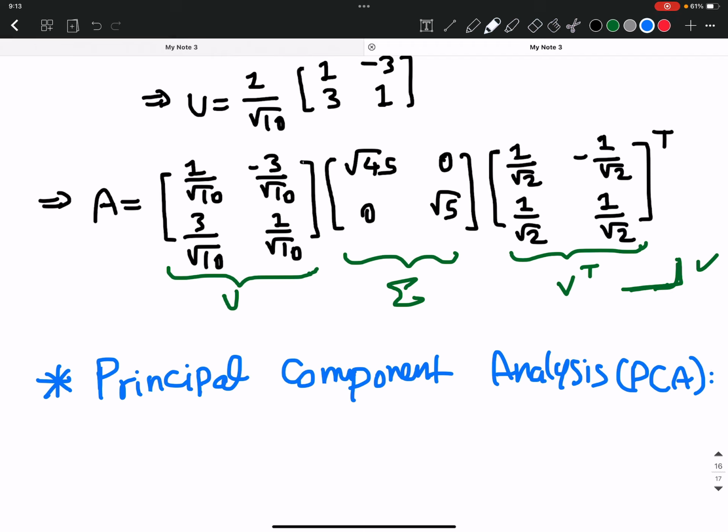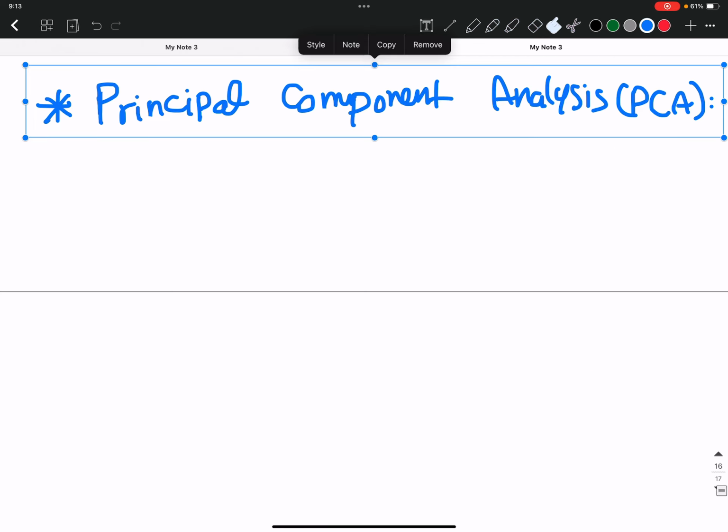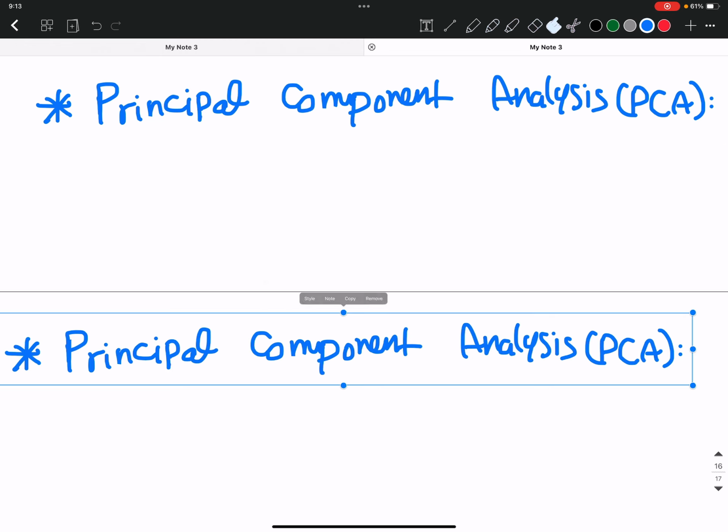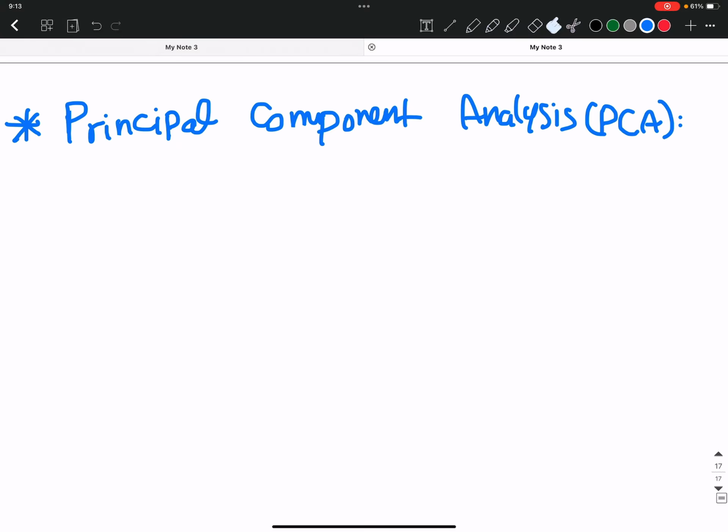Those who have done machine learning might be familiar with this PCA. Now I want to say how this is related to this SVD that we learned. Actually, SVD provides one of the best algorithms for PCA, and I will say why, because it works for all rectangular matrices, and it's very computationally efficient. So let's see first what PCA, or principal component analysis, is.